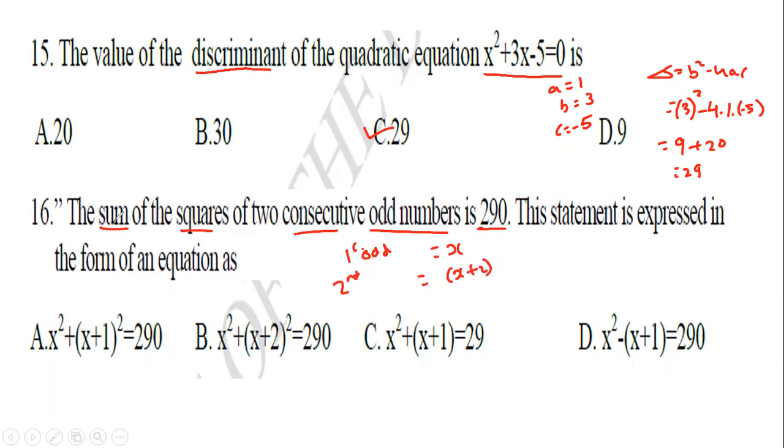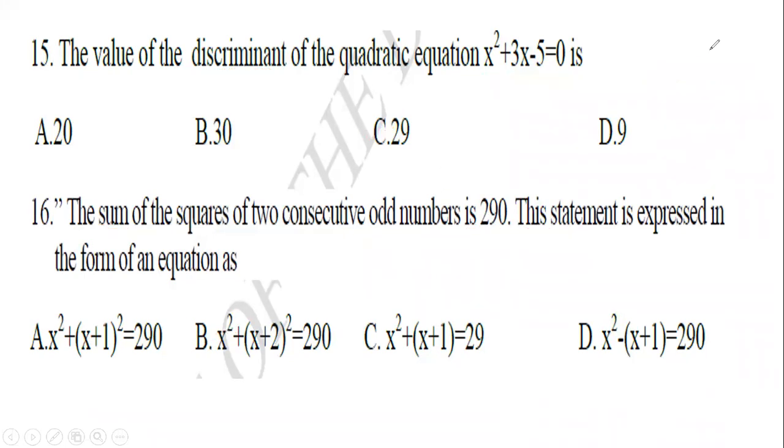Here they give us the sum. Sum is plus, and square, so here also square, this is also square, which is equal to 290. So x square plus x plus 2 whole square, group this one, is equal to 290. Which option is right? Option D is correct.